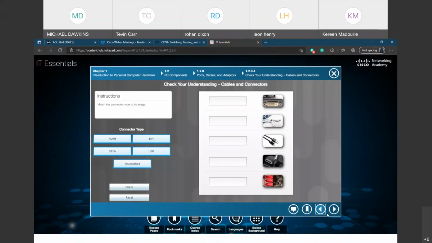All right. I don't think any more quizzes after this. So the instruction, can you see my screen? Good, clearly? Yes, sir. All right. Instruction: match the connector type to its image. We did this last week and I told you to read ahead and read over. So let us do it.